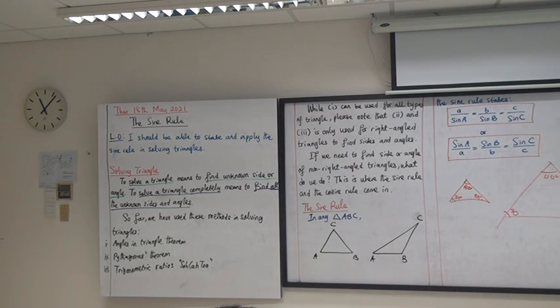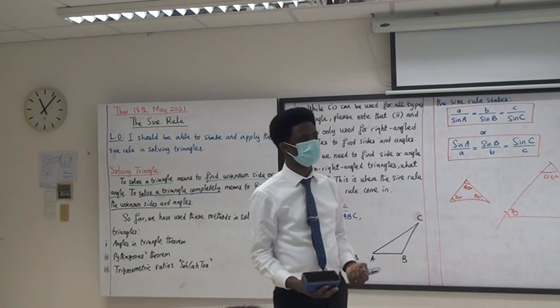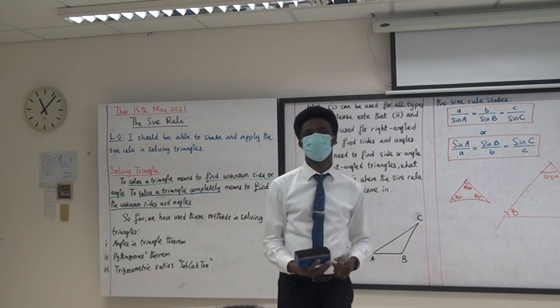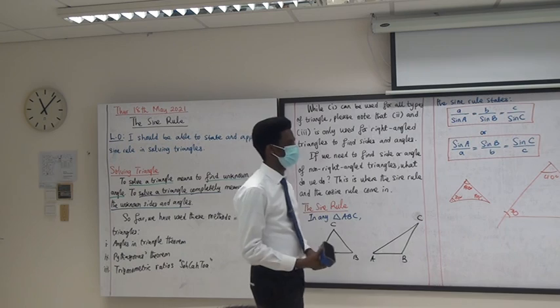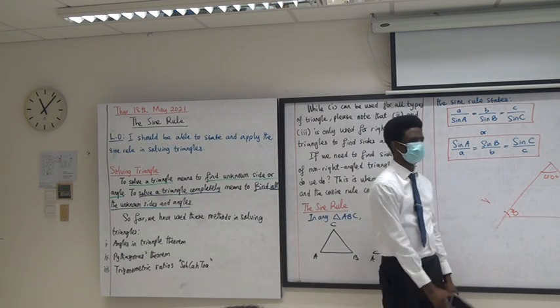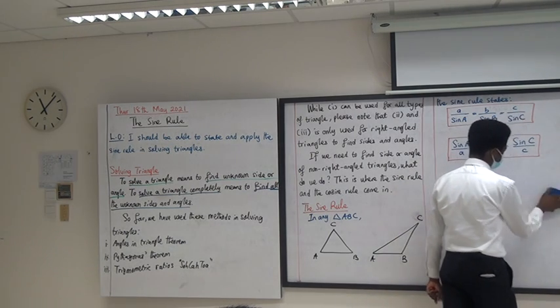You can have all the sides. If you have all the sides, you can be asked to find all the angles. You can have 2 sides and 1 angle, and you find the remaining 3 missing stuff. You can have 2 angles and 1 side, and you find the 3 remaining missing stuff. When you find them, you have solved the triangle completely. To solve the triangle completely means to find every missing item.